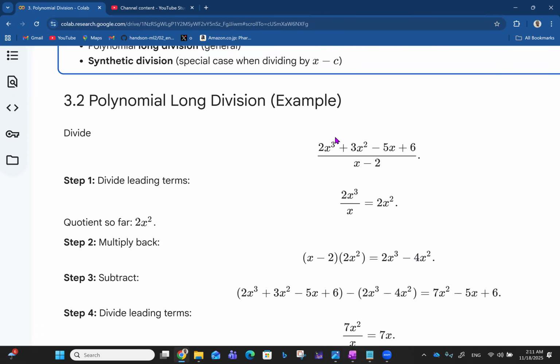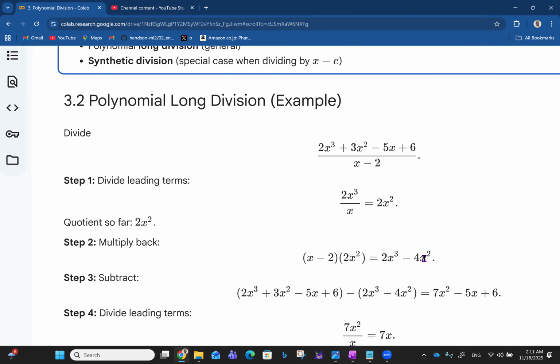So you take this 2x cubed, you divide it by x. 2x cubed divided by x, you get 2x squared, right? So the quotient so far is 2x squared. Then you multiply back. That means this x minus 2, you multiply by 2x squared. And of course, in the previous video, we already saw how to do multiplication. So 2x squared times x is 2x cubed. 2x squared times minus 2 is minus 4x squared.